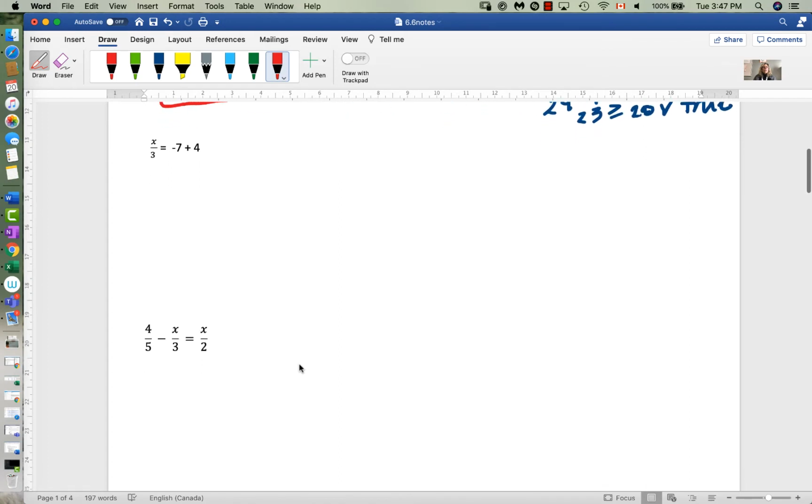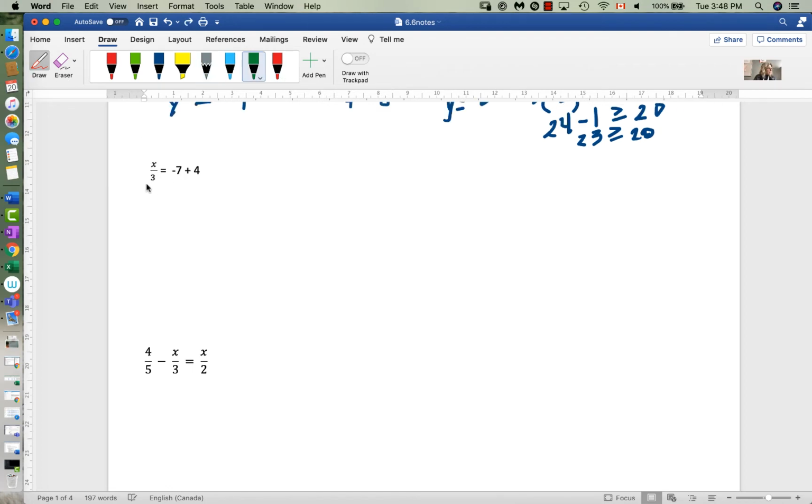So the next one is x over 3 equals minus 7 plus 4. Let's multiply the whole thing by 3, or 3 over 1, because that will get the 3 out of the denominator. So if you have x equals, well, we could have added these together, but since we didn't, let's just do this. So minus 21 plus 12.